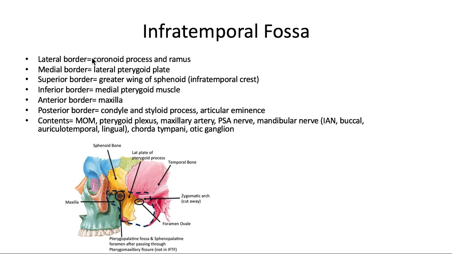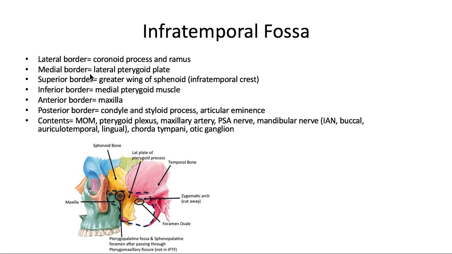The lateral border is determined by the coronoid process and the ramus. You might remember for the temporal fossa, we didn't have a lateral border because we were just on the outside of the skull. But now, since we have to section all this bone away, we're essentially getting a look at what's behind the coronoid process and the ramus, which would be sticking up in this area.